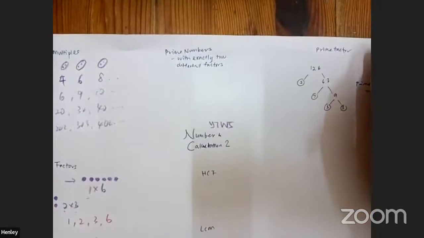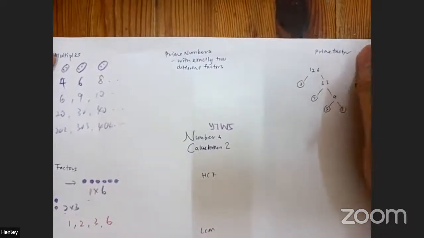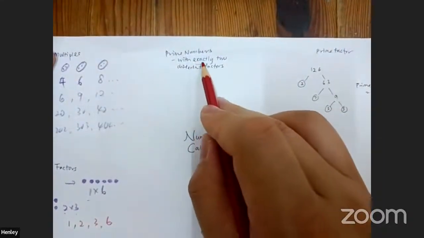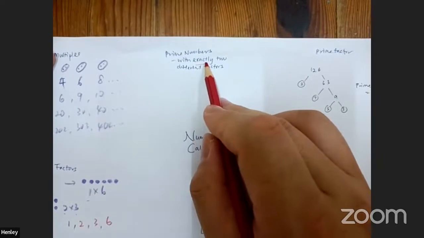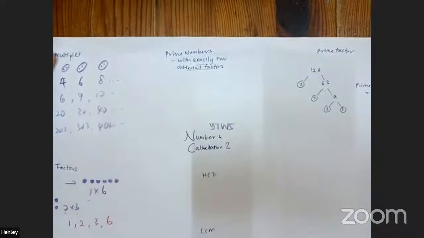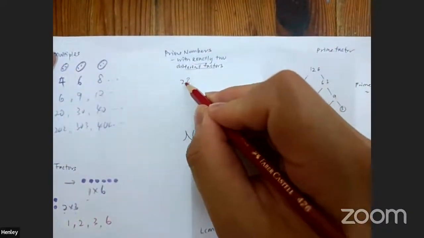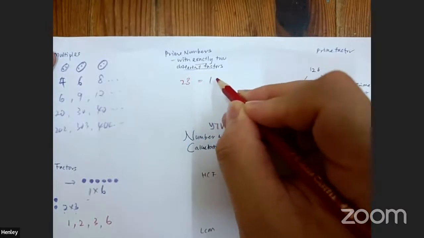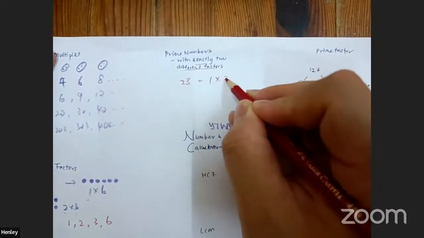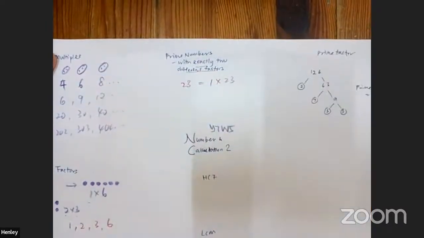Then we should go for the prime numbers. Well, what is a prime number? A prime number is a number which has exactly 2 factors only. For example, 23. Yes, 23 can only be divided by 1 and itself, so you have 2 factors, 1 and 23. No others.